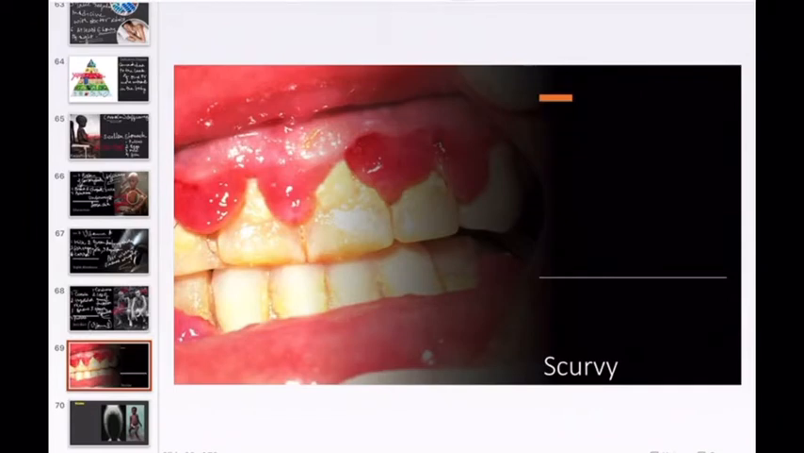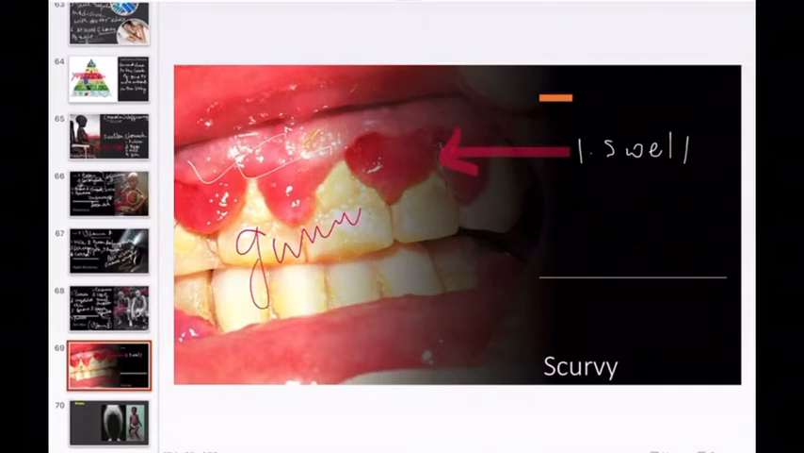Next type of disease we have due to deficiency of nutrients is scurvy. You see how dirty the teeth look? Scurvy damages the gum. So what happens? What are the symptoms of this? First symptom is swelling. It's a disease of the gum, students. It's a disease of the gum. So the gum goes swelling.